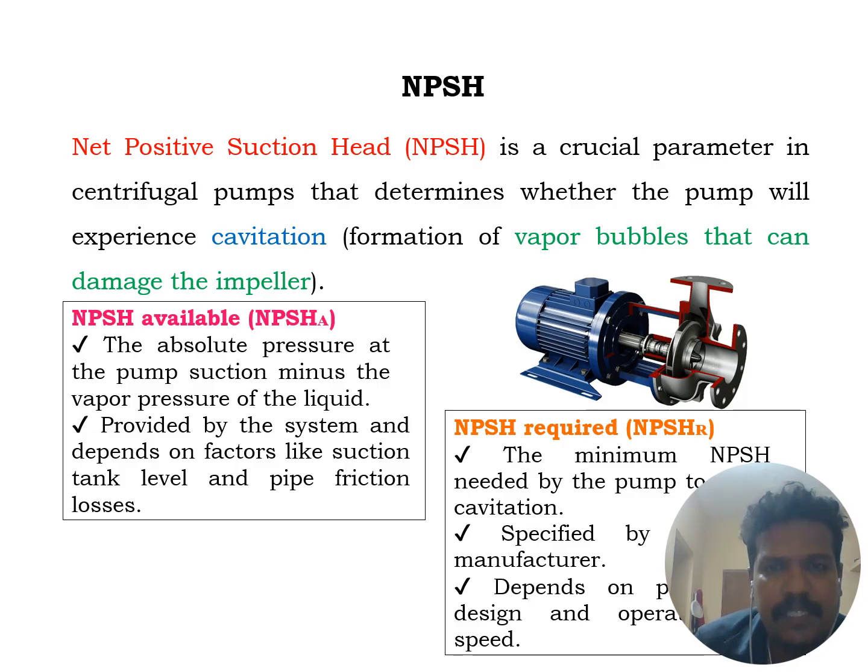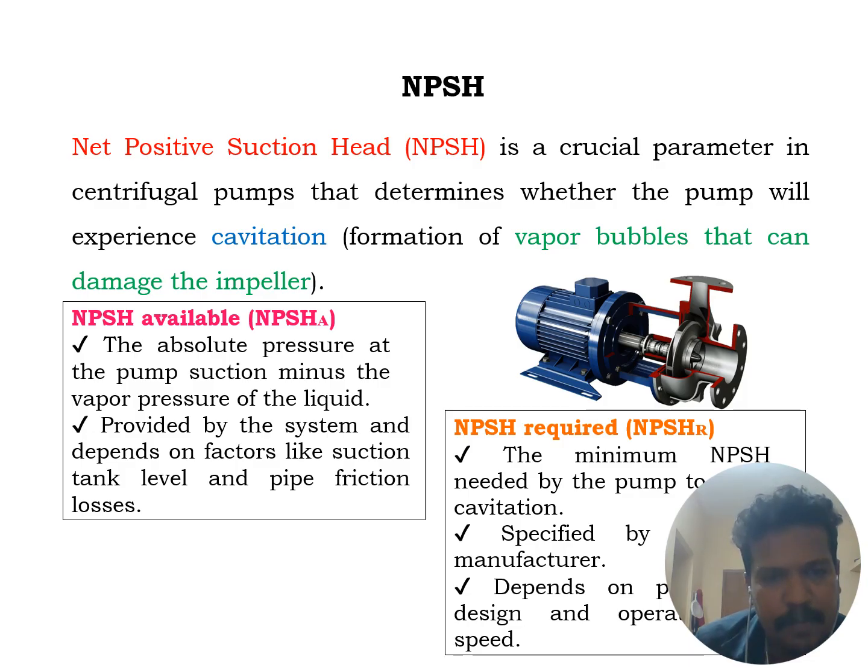Next, we will discuss an important parameter of a pump, which is NPSH, net positive suction head. NPSH determines whether the pump will experience cavitation. Cavitation is the formation of vapor bubbles inside the pump which can damage the impeller. NPSH is defined in two different ways.